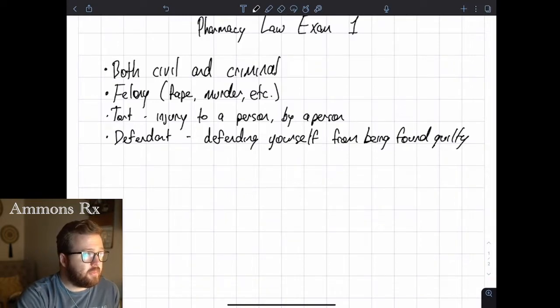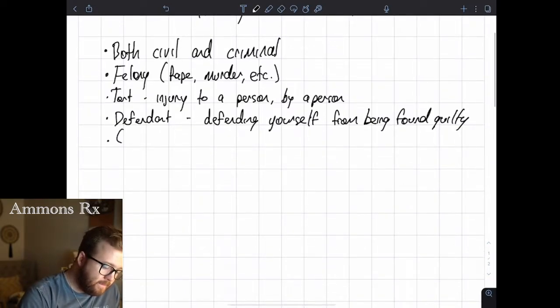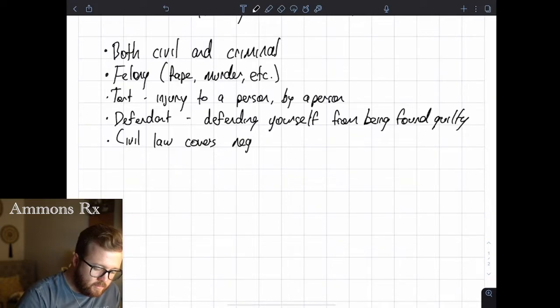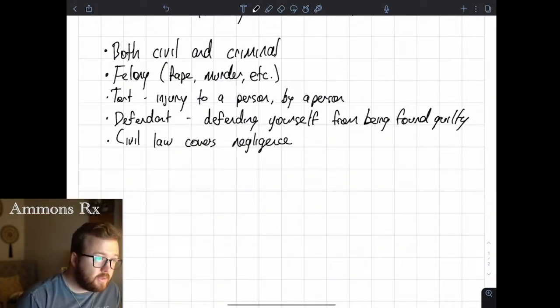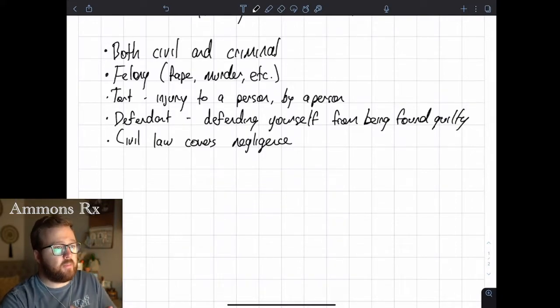Civil law encompasses the breach of law known as negligence. So civil law covers negligence, and that could be things like torts. So civil is not necessarily criminal. Civil wrongs are often called torts, right? Torts could be anything that happens to a person by a person.